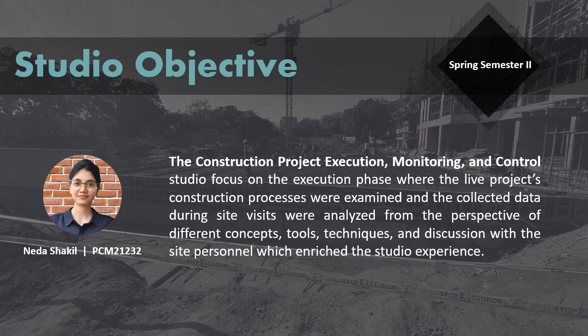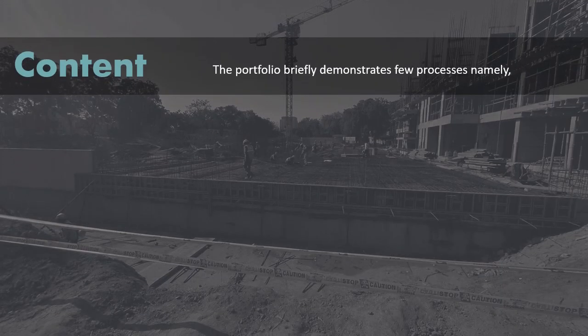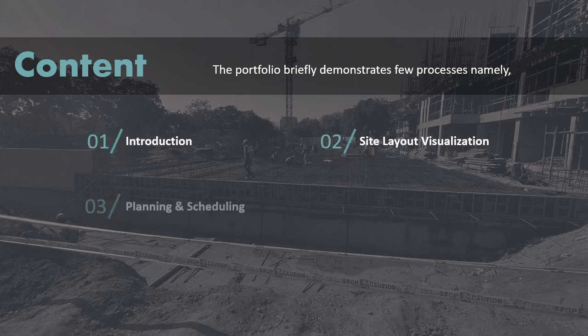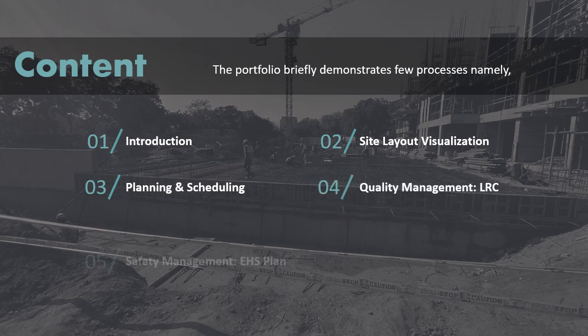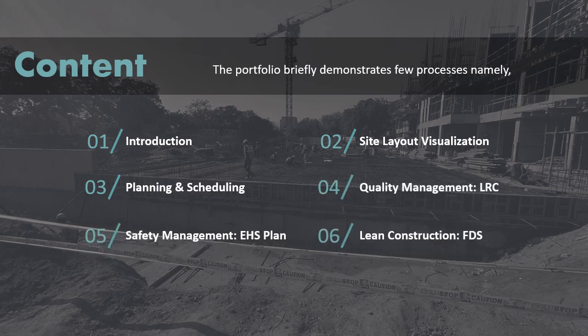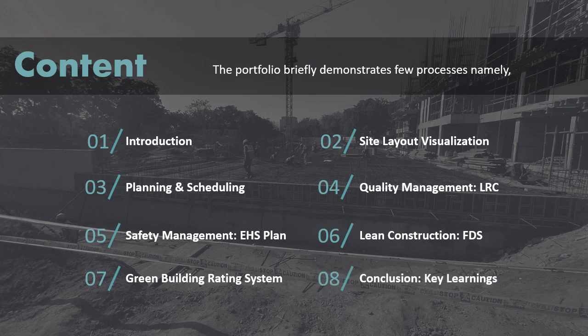This group activity entailed regular site visits to understand and analyze the data from the perspective of different concepts, tools and techniques. The portfolio briefly demonstrates a few processes undertaken as a part of the study, namely introduction, site layout visualization, planning and scheduling, quality management, safety management, lean construction, green building rating system, and finally listing the key learning from the exercise.